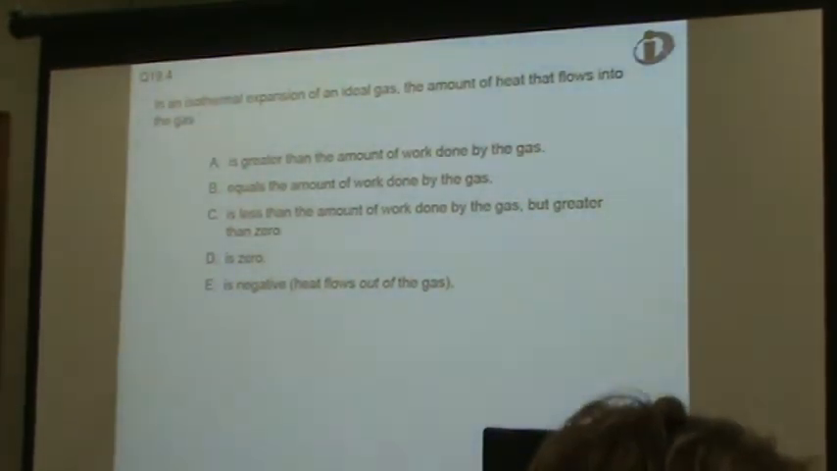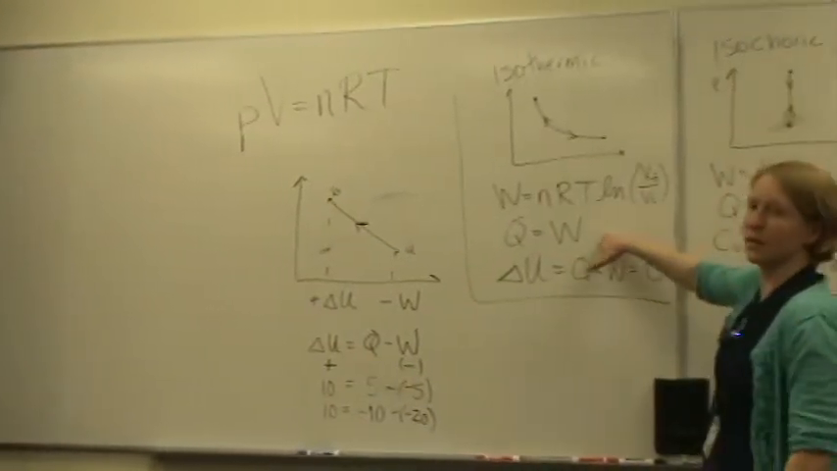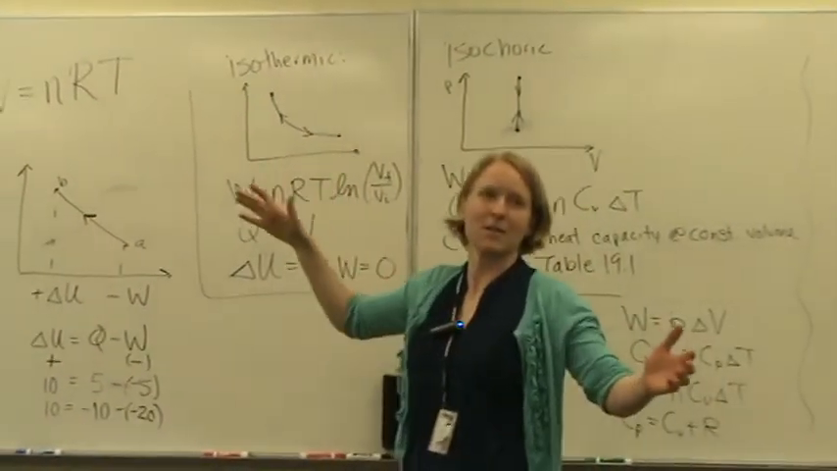All right, anybody need more time? Okay, who thinks the answer is A? Who thinks the answer is B? 8 votes. Who thinks it's C? Who thinks it's D? Who thinks it's E? All right, everybody who voted got the correct answer. We just wrote it on the board. Q is equal to W. That's all you need to know.